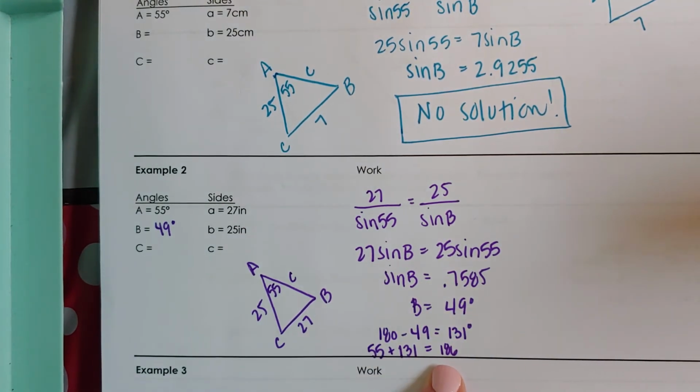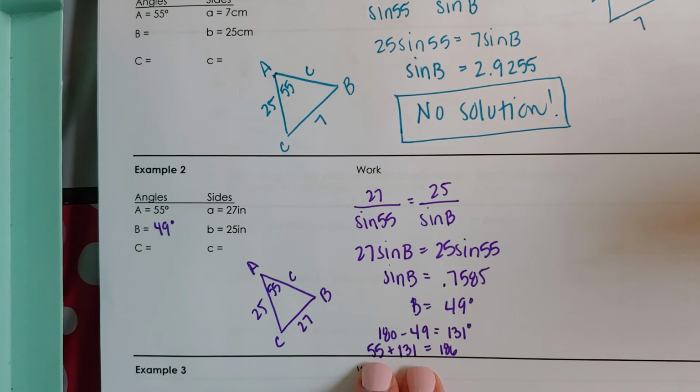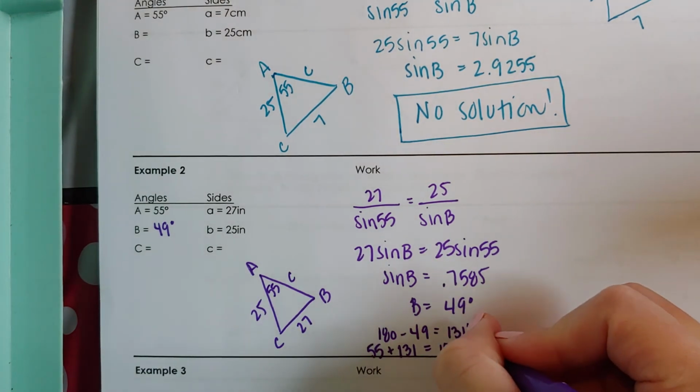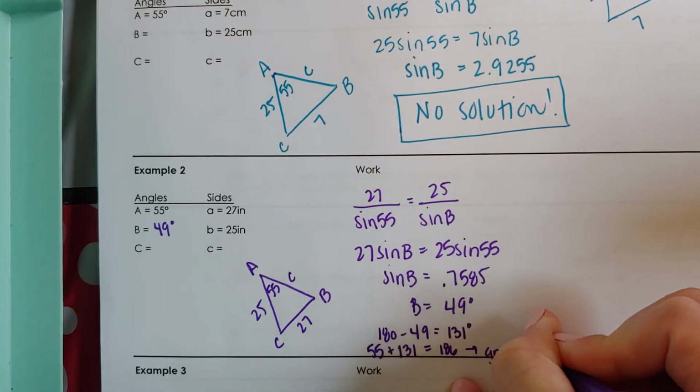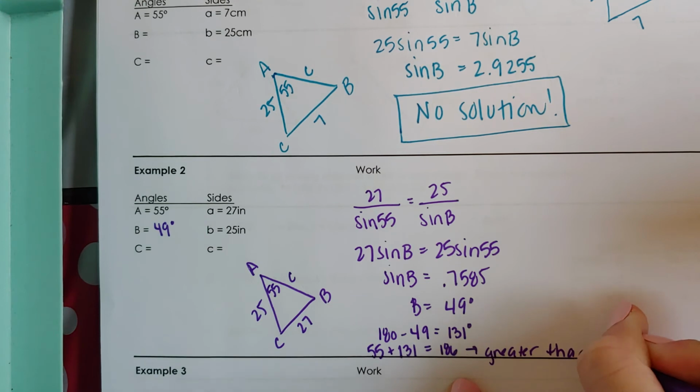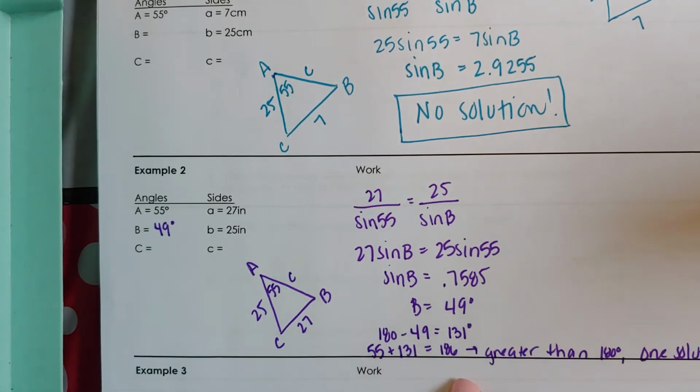186 is too big to be a triangle. The angles in a triangle add to be exactly 180. We haven't even factored in angle C yet. These two angles are already bigger than 180. So this cannot be a triangle. So I'm just going to put greater than 180. So that means there's only one solution.